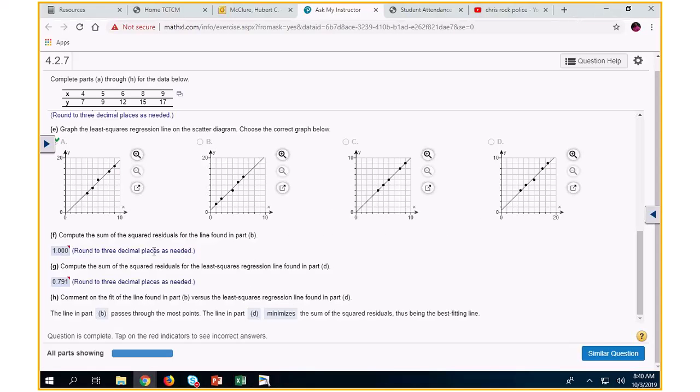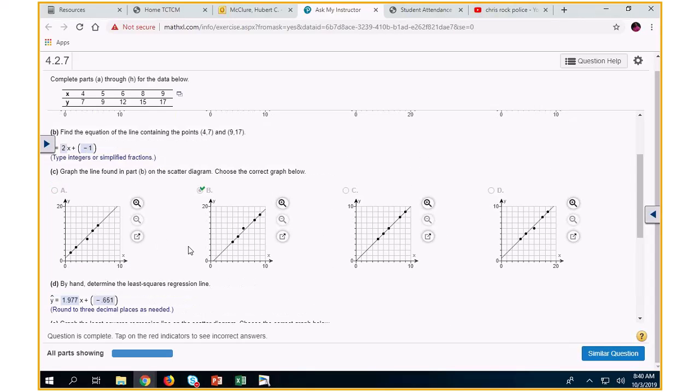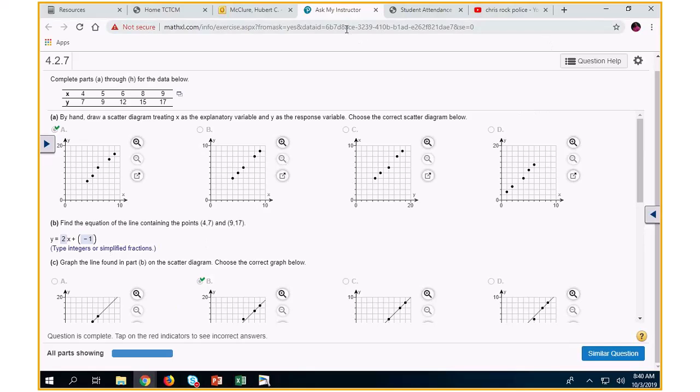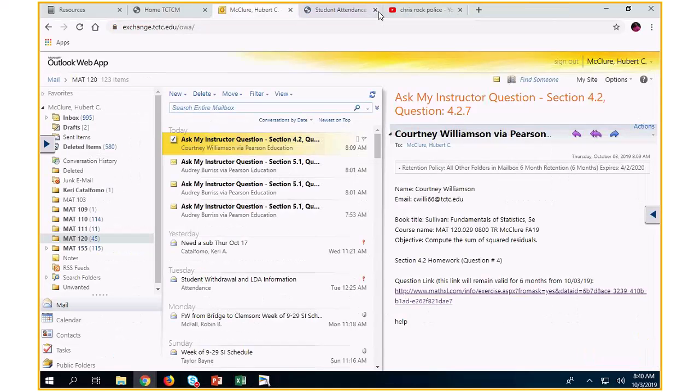Just make sure you can do those first 3 or 4 parts on the test question, because I don't think I've got any of those on the test as far as asking for all that 15 parts. I'm not going to do that. All right, 5.1.